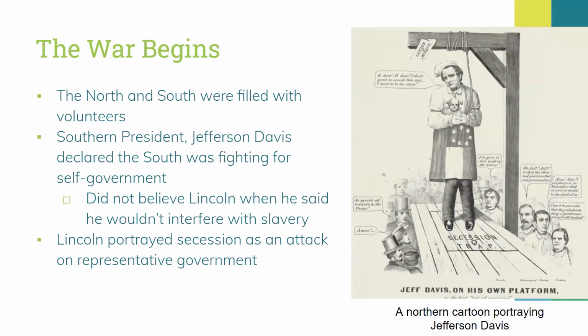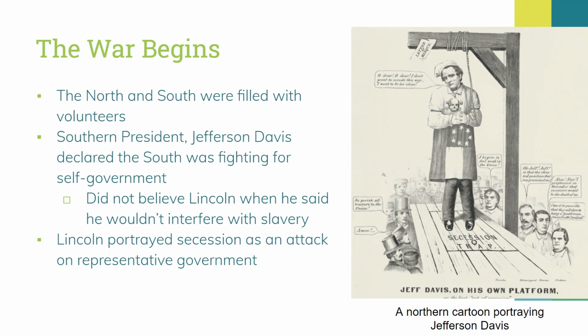When the war initially starts, the North and South are filled with volunteers. Thousands of men would volunteer to fight on both sides of the army. In the South, the president, named Jefferson Davis, says that they are fighting for self government, that they can control themselves. Even though Abraham Lincoln said that when he would be elected, he would not interfere with slavery, he and other Southerners would not believe them.